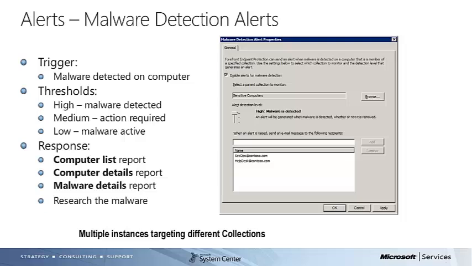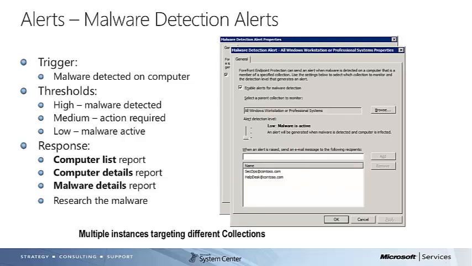You can drill down into the different reports, starting at the top level with the computer list report of any of the computers that fall into this category. Once you open the computer list report, you can then drill down into the computer details as well as the malware details that is actually found on that system, and then research the actual malware itself.